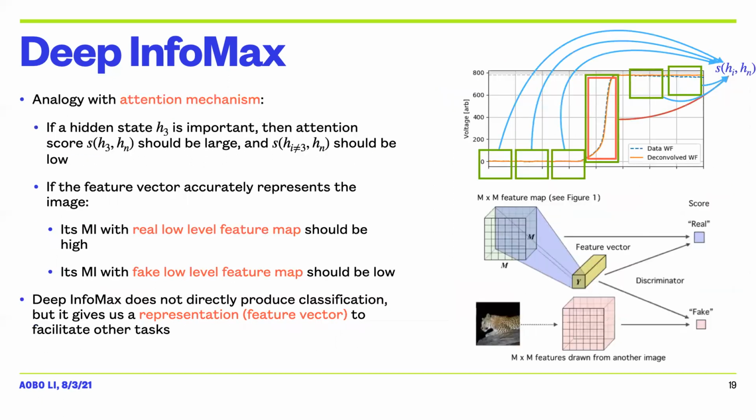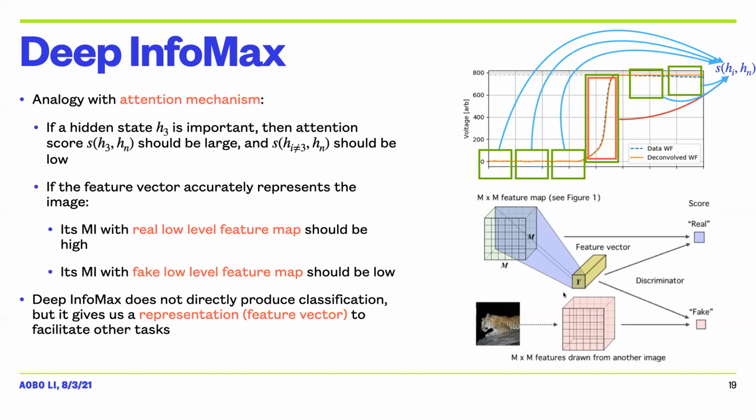DeepInfoMax has, I think, a pretty good analogy with the attention mechanism that we talked about two modules ago. In the attention mechanism, we discussed that in a waveform like this, if a hidden state H3 is important, then the attention score is going to be high because the information from H3 got preserved until the last hidden state output. DeepInfoMax is kind of the same logic.